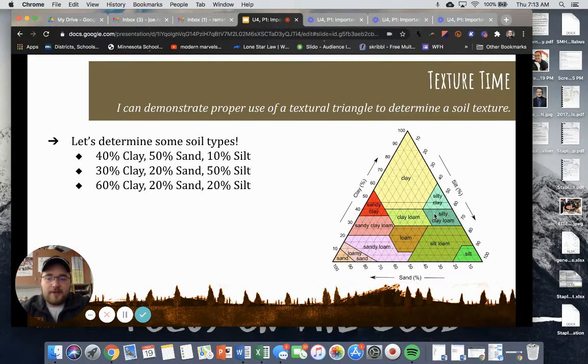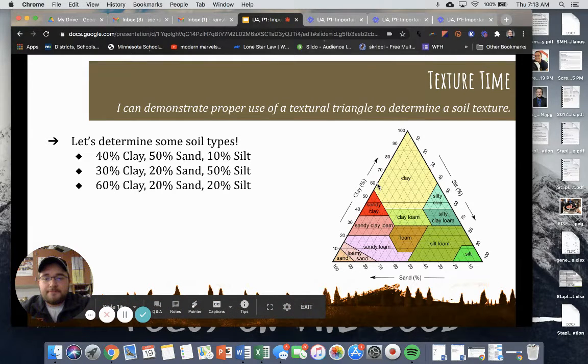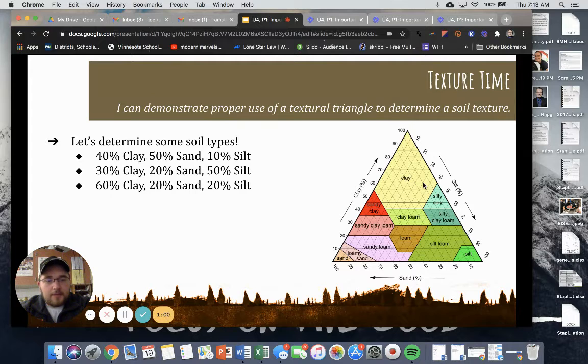All right. Hopefully you had an opportunity to complete that last texture on your own. Let's do it together real quick. So 60% clay right here, 20% sand right about here, and 20% silt. Oops, Mr. Ramson's off a little bit. It's kind of hard to see on the computer screen when you're not writing it down. But right about here, this is going to be clay. That's an easy one. So 60% clay, 20% sand, 20% silt is a clayey soil.